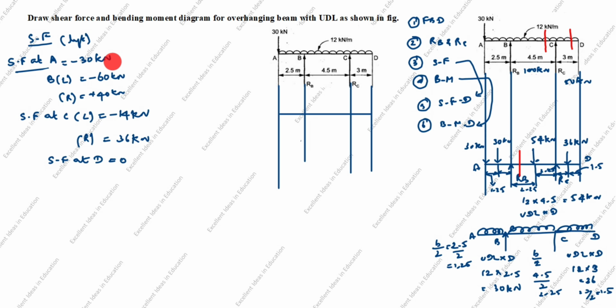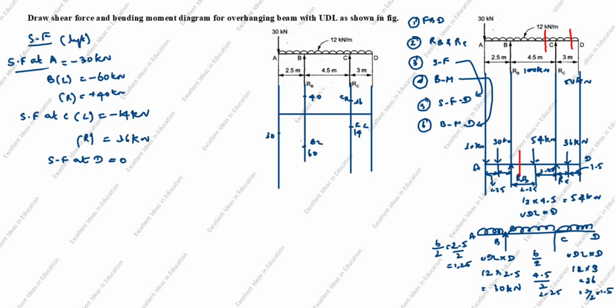Shear force at A is minus 30, so minus 30 comes here. Next, shear force at B is minus 60, so minus 60 we will take it here. This is BL. BR is 40, so 40 is here. Shear force at C left is minus 14, so minus 14 is here. Next, shear force at C right side is 36, so 36 comes here. This is CL, CR.